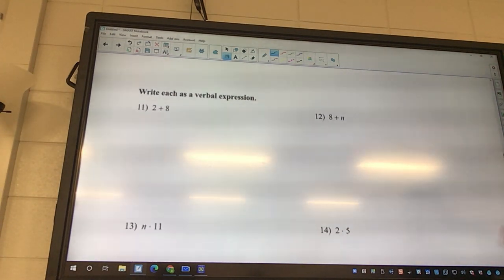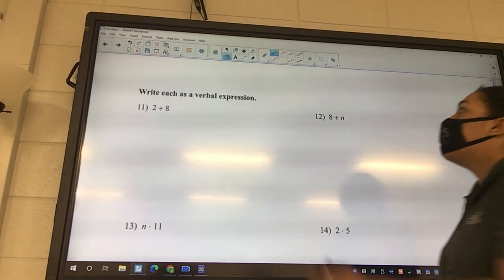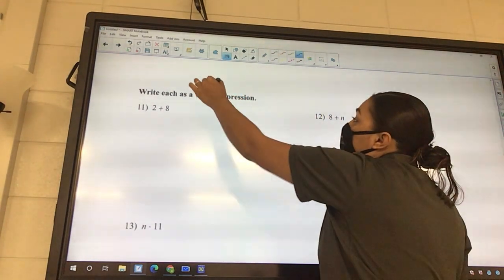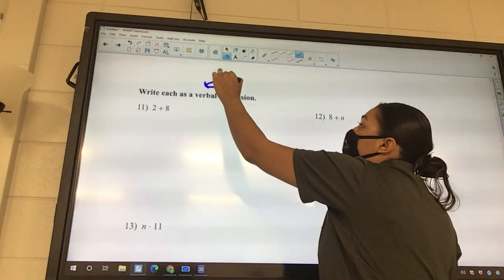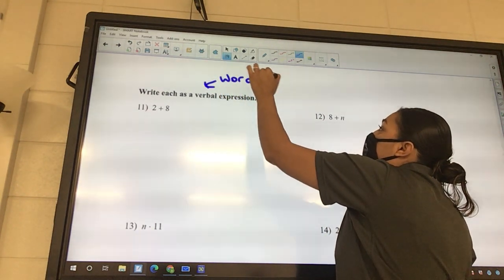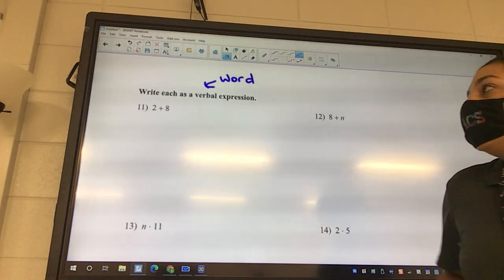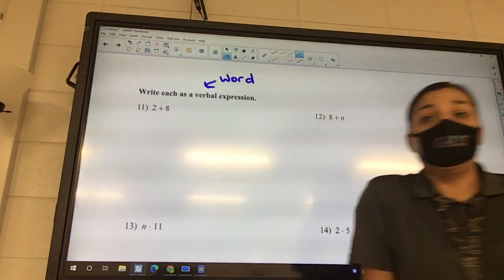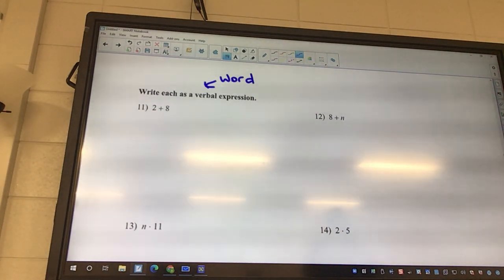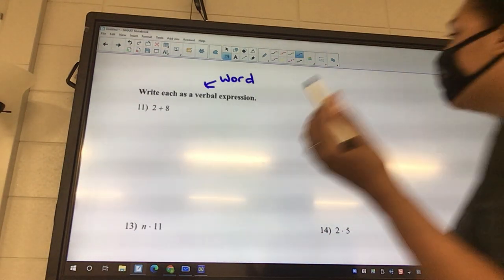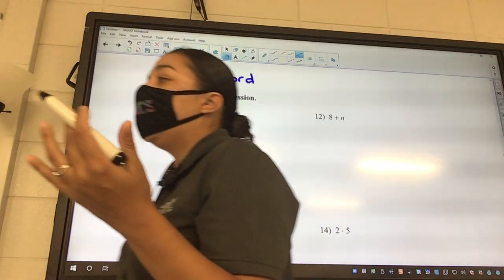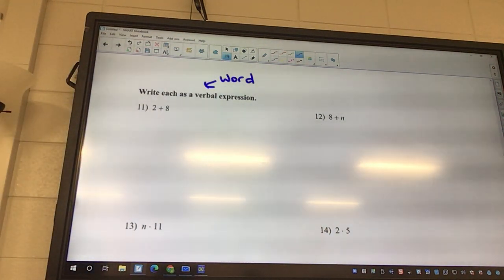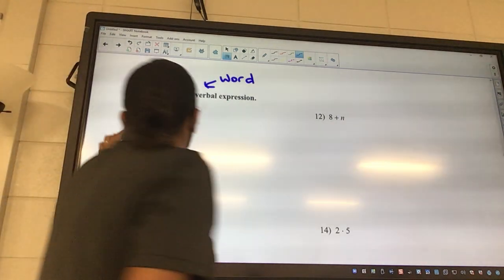The next section says write each as a verbal expression. What does it mean, verbal? Words. Yeah, it means words, or how would you say it. So how do we say this? The sum of 2 and 8. Yeah, you could say the sum of 2 and 8. What's another way to say it? 2 plus 8. Any of those works, so whatever you want to write is okay as long as it is a word for addition. You can't write 2 times 8 because times is not a word for a plus sign.